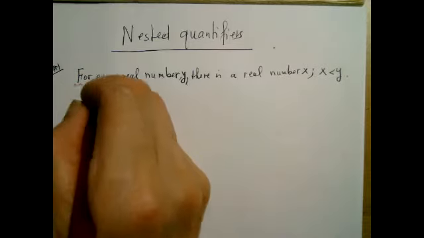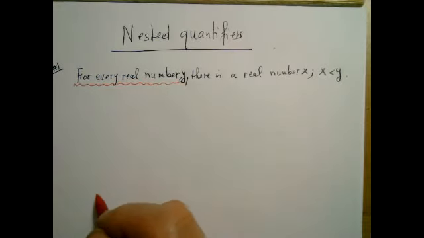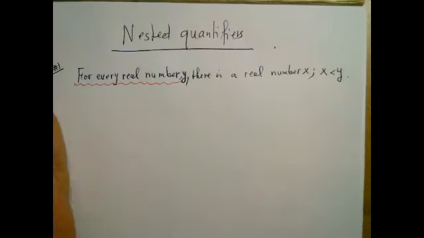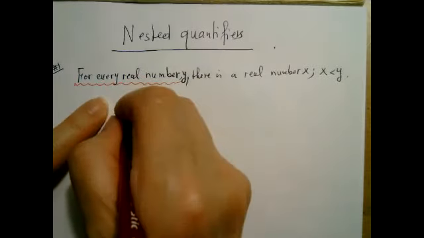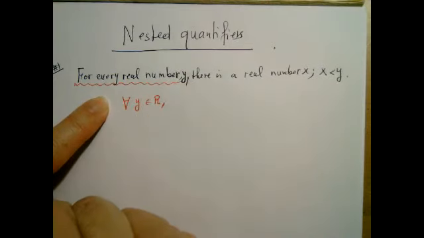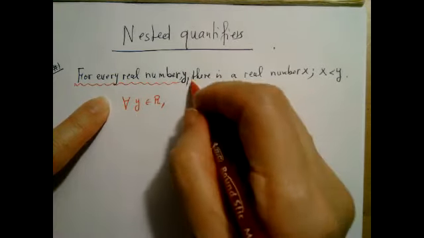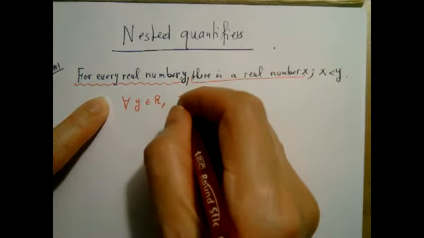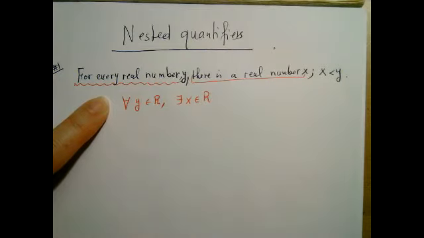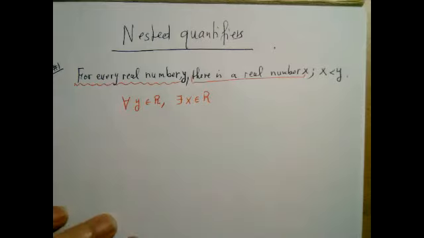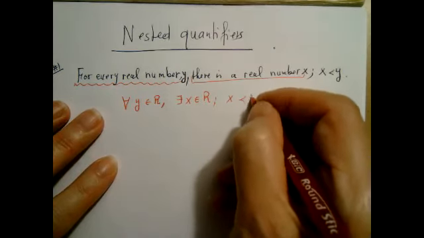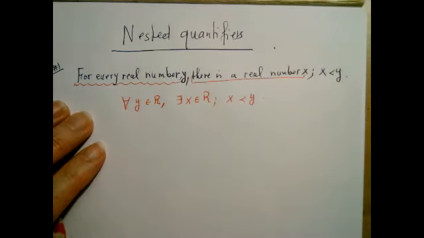All right, Peter wrote it. For every real number y. So we always read from left to right. We read verbatim from left to right. For every real number y, there is a real number x. I'm actually writing what I read. There exists a number x such that x is less than y.